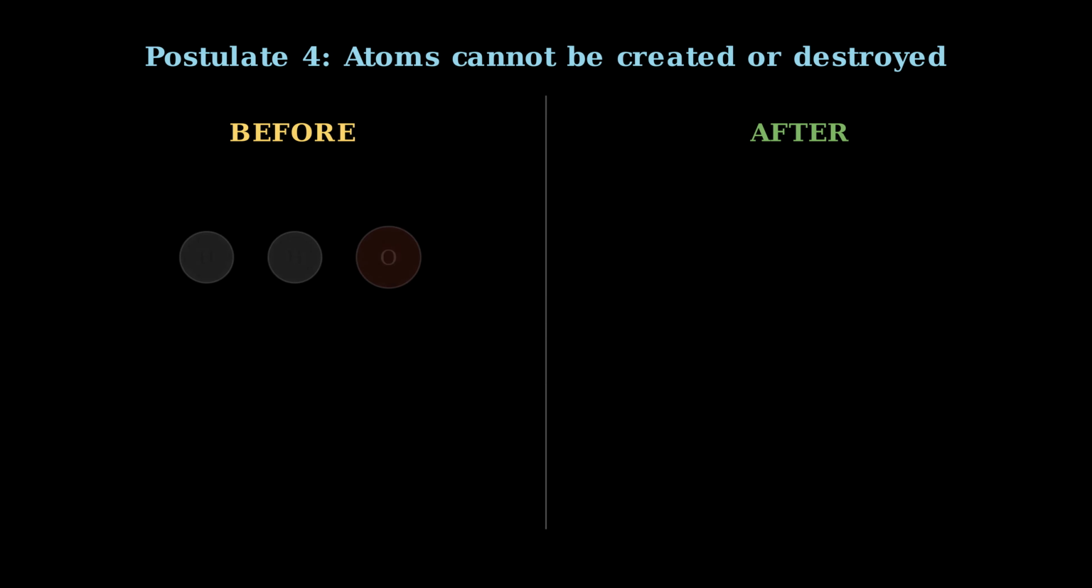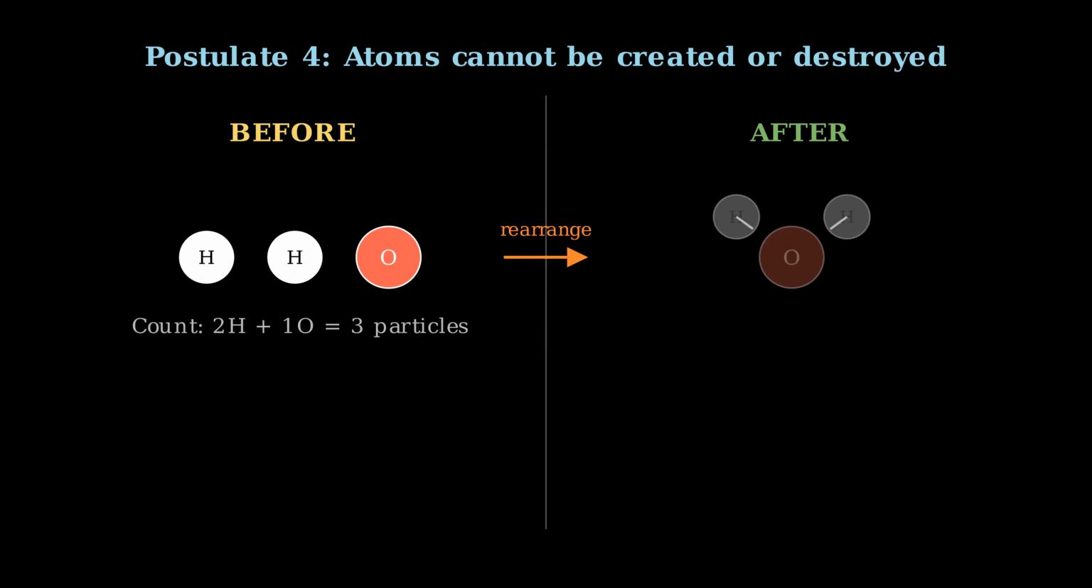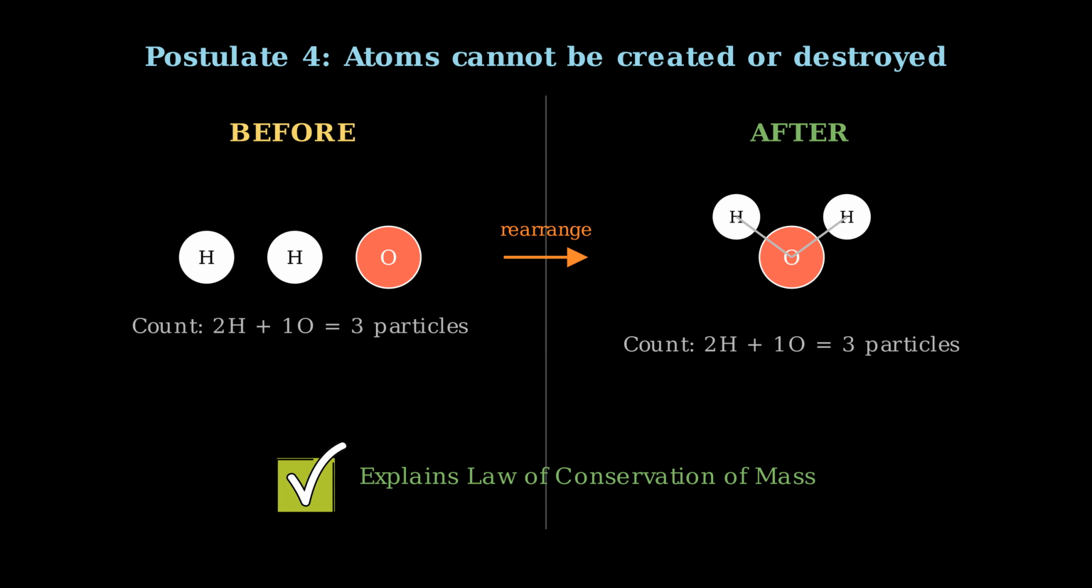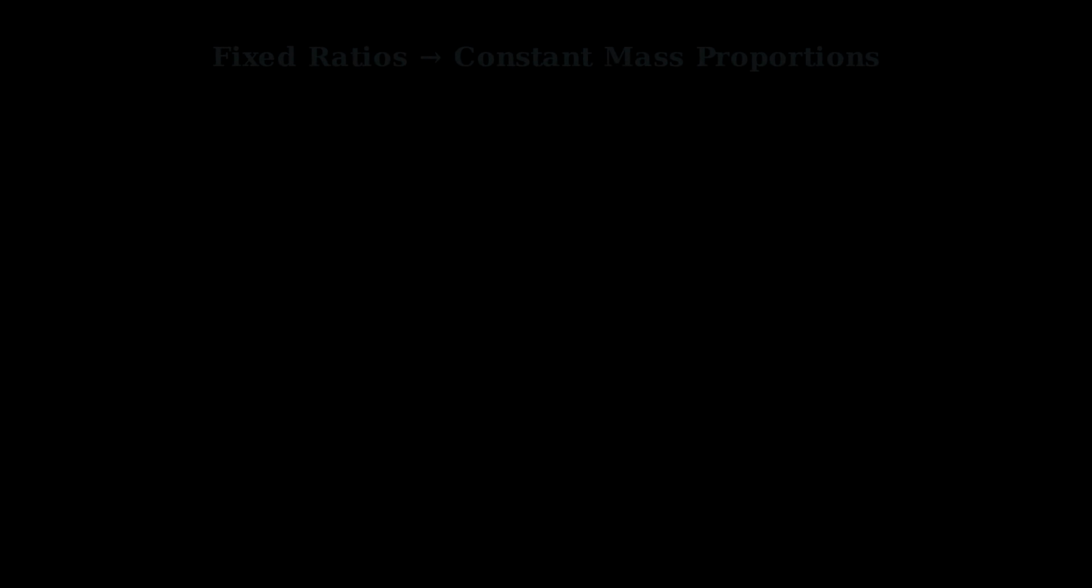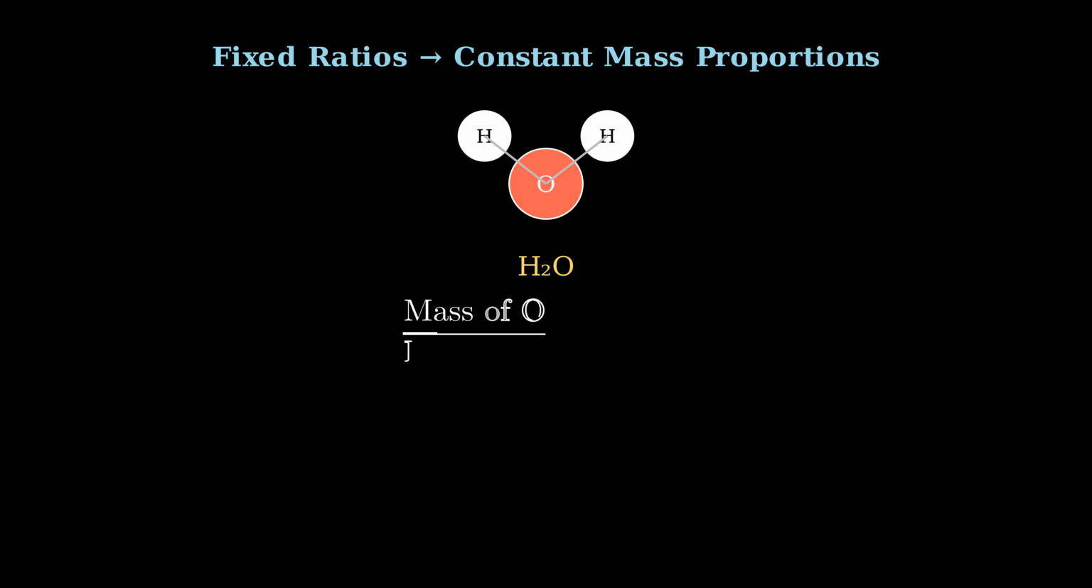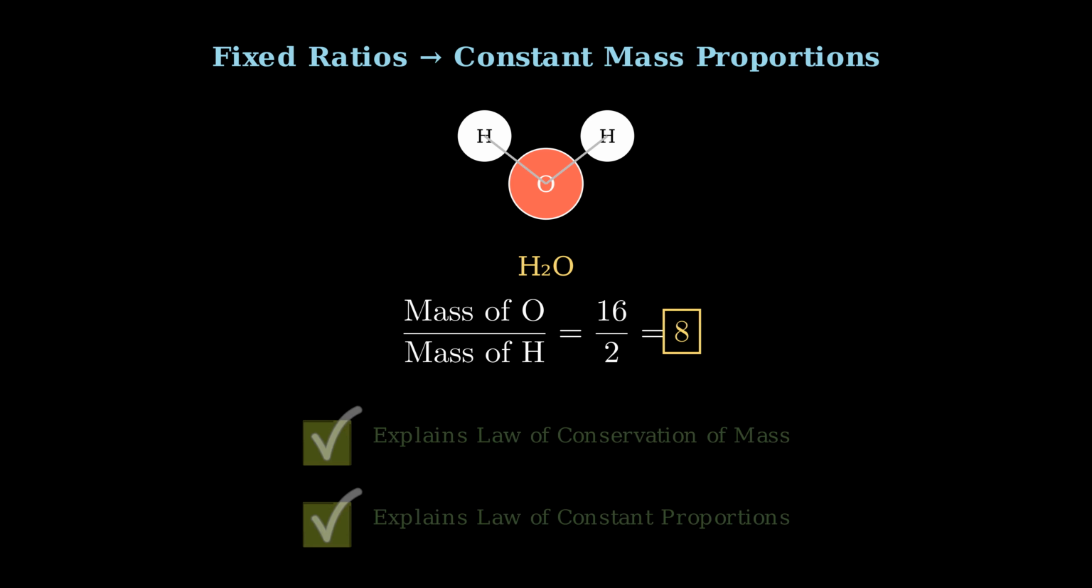Postulate 4. Atoms cannot be created or destroyed in a chemical reaction. They are simply rearranged. This directly explains why mass is always conserved. And because atoms always combine in fixed whole number ratios, the mass ratio of elements in a compound is always constant. That explains the law of constant proportions too.